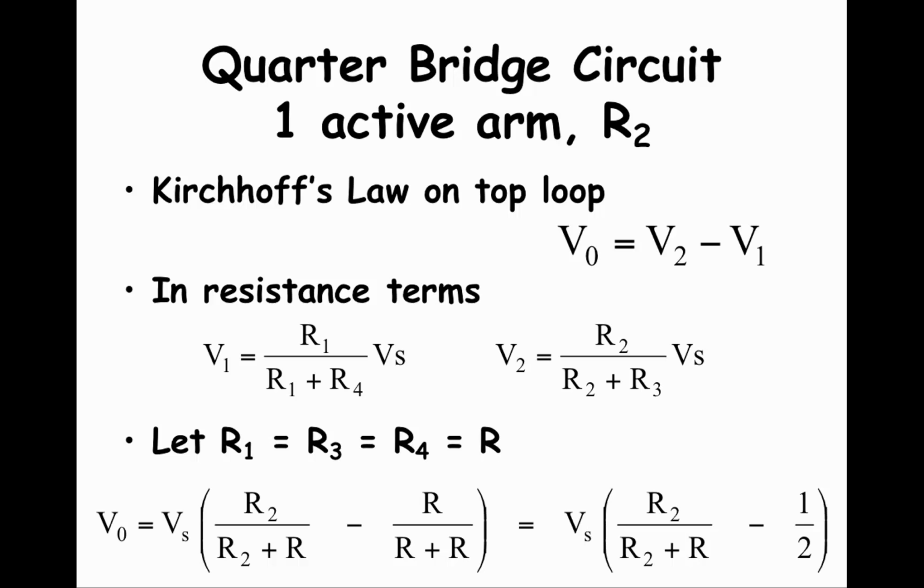It is very common to use matched resistors that have the same resistances, where R1 equals R3 equals R4, and therefore we can use R to replace R1, R3, and R4. After we make the substitutions, the expression for the output voltage V0 equals Vs times R2 over the sum of R2 and R, minus 1/2. This simplifies the equation quite a bit.